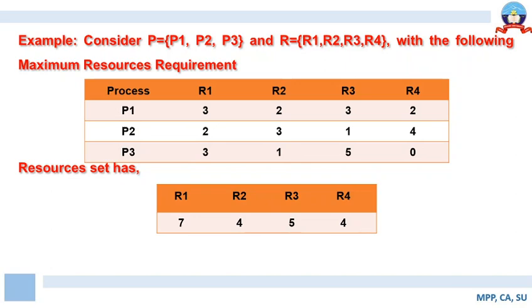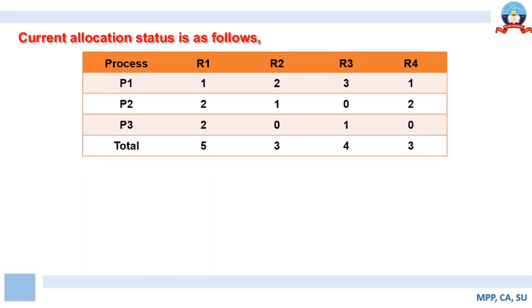So here what we need to do is try to allocate the resources to the processes so that we can avoid deadlock. Now let us consider the current allocation status of processes P1, P2, P3 as follows. P1 is allocated 1, 2, 3, 1 of R1, R2, R3, R4. P2 is allocated 2, 1, 0, 2 of R1, R2, R3, R4. P3 is allocated 2, 0, 1, 0 of R1, R2, R3, R4 respectively. So these are the number of instances of resources that are allocated to P1, P2, P3 respectively.